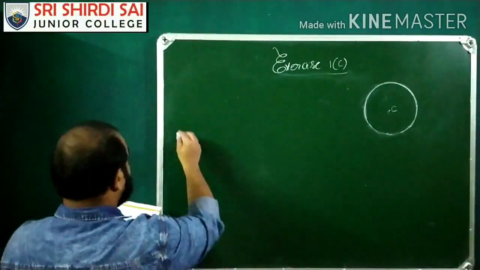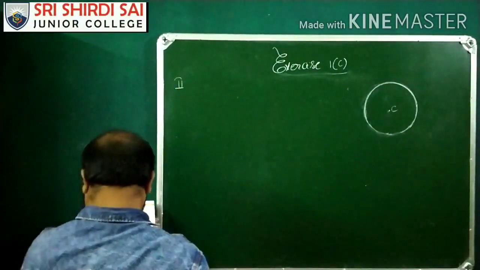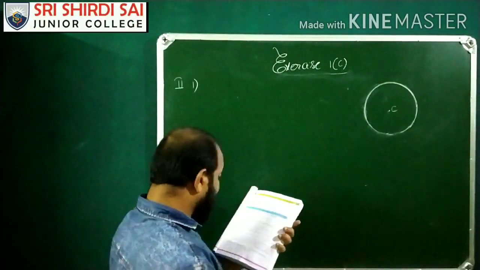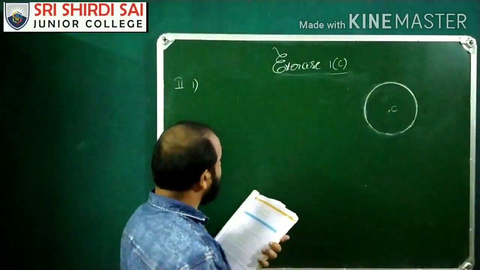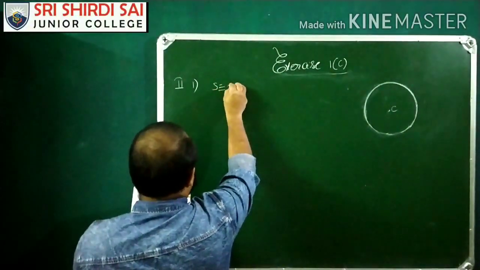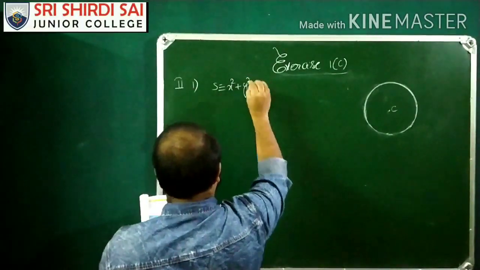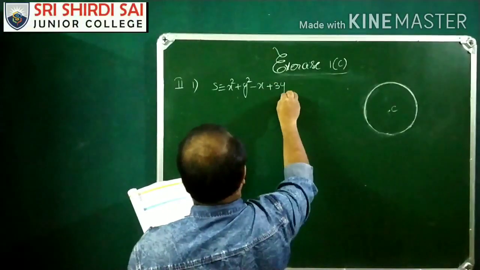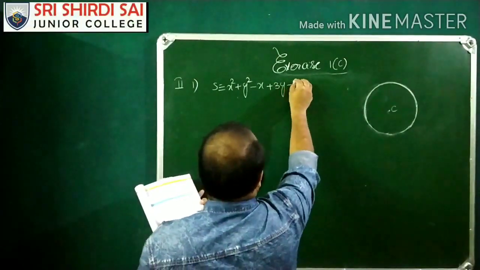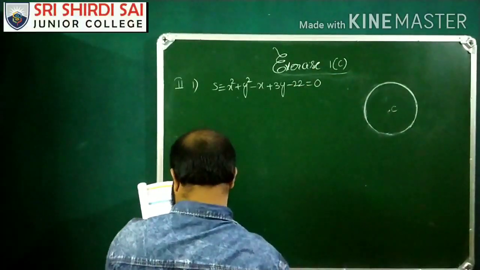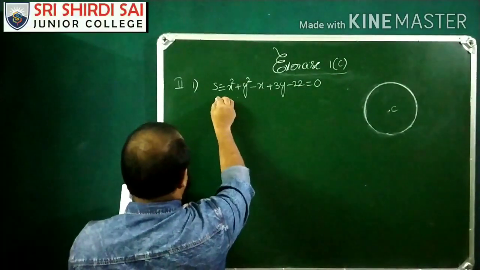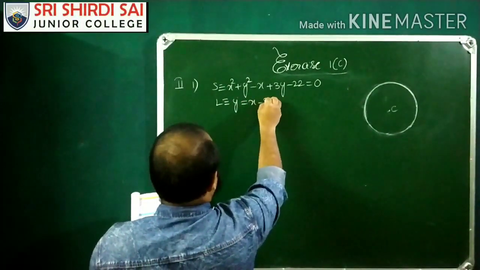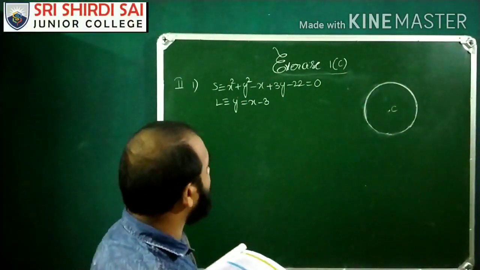Now, second Roman, first question. Find the length of the chord intercepted by the circle S, x square plus y square minus x plus 3y minus 22 equals 0 on the line L, y equals x minus 3. So this is the question given.